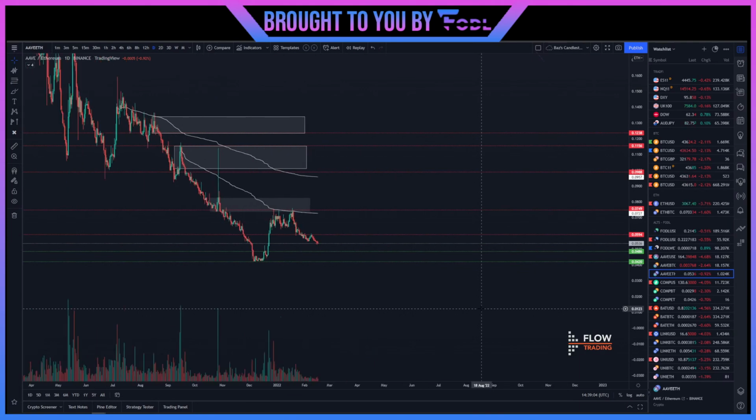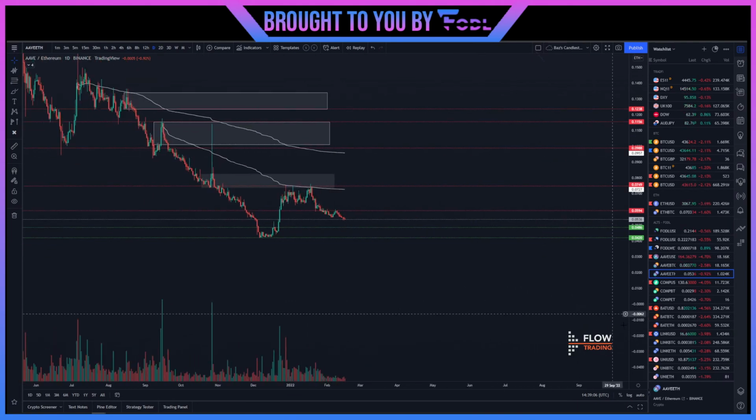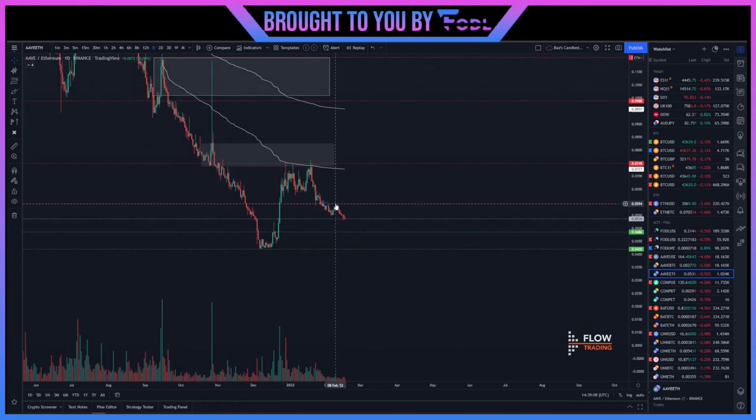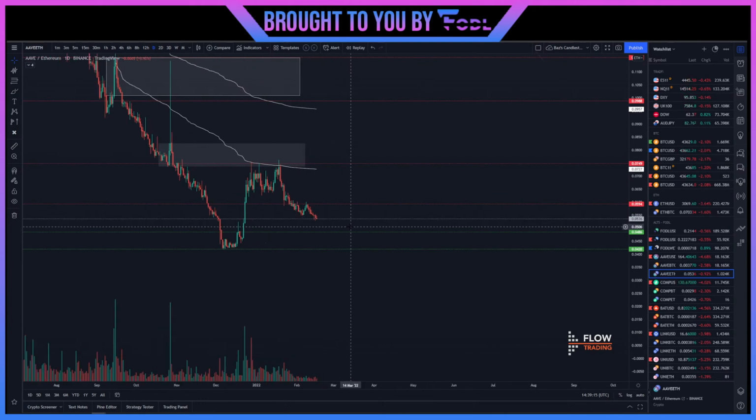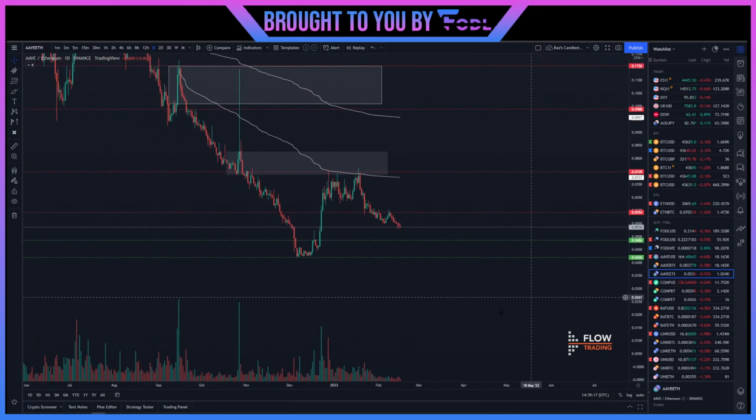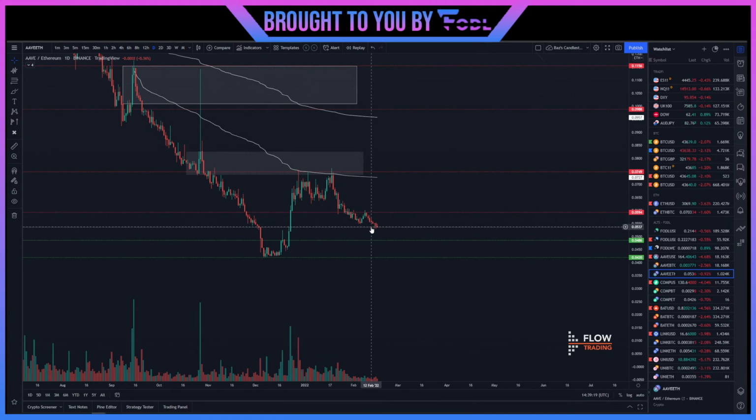AAVE versus ETH, AAVE continues to bleed versus ETH. We did touch that level of resistance, I think it was a few days ago, at the end of last week, and we've just been slowly bleeding to the downside. A very slow bleed down to the next level of support, which I think is around about here.